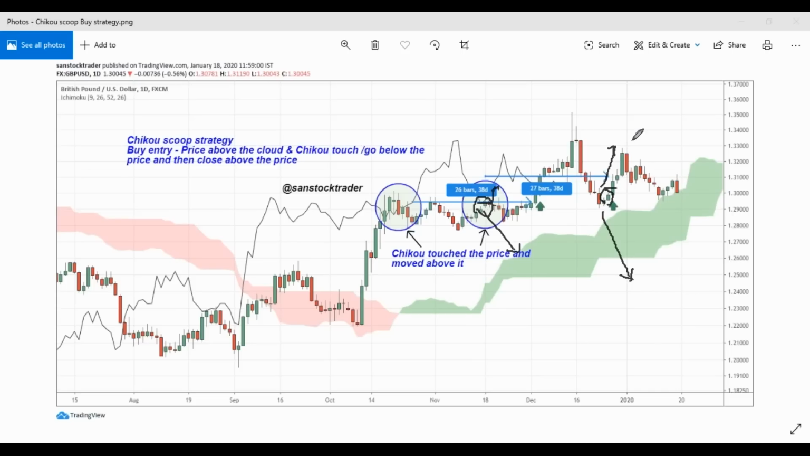So Chikou is very handy here. If Chikou does not move above the price, and if it continues going down, that will keep us away from the wrong long entry.